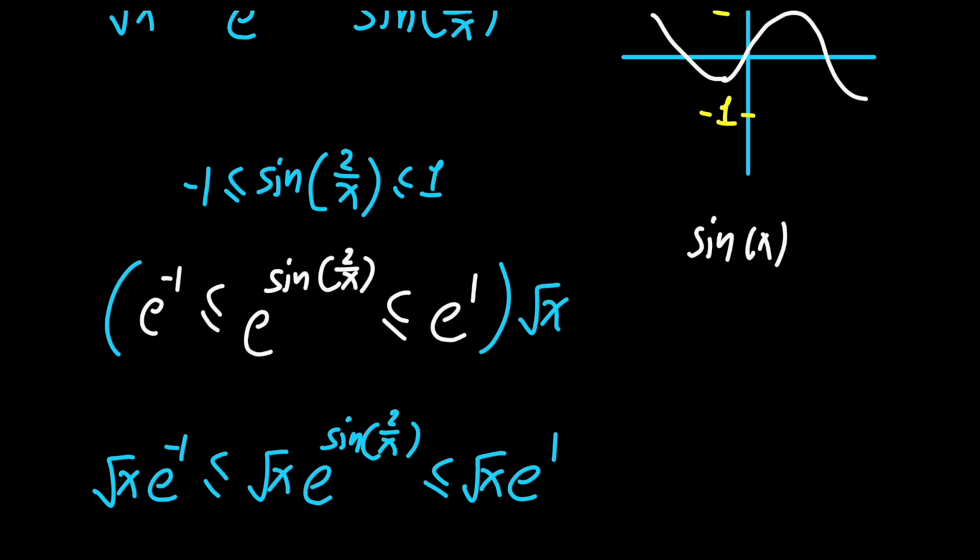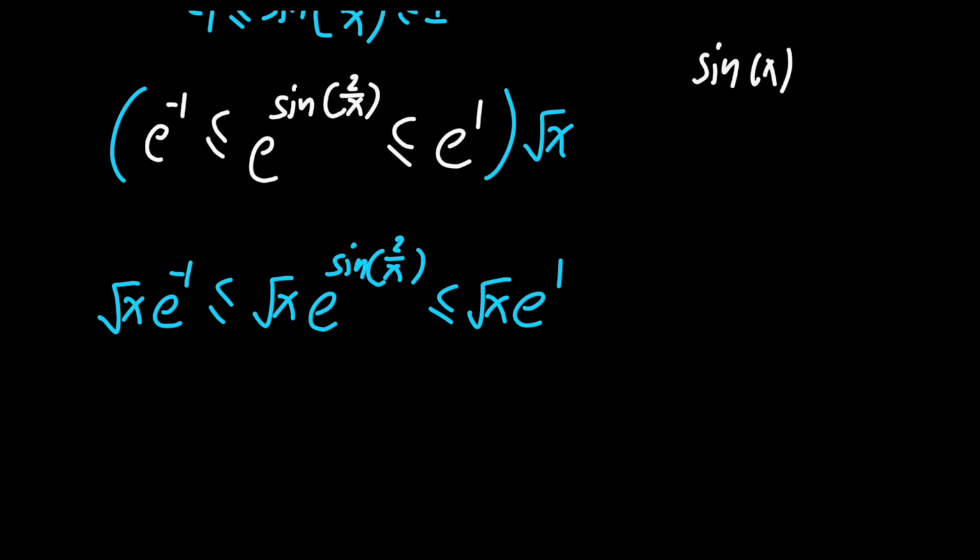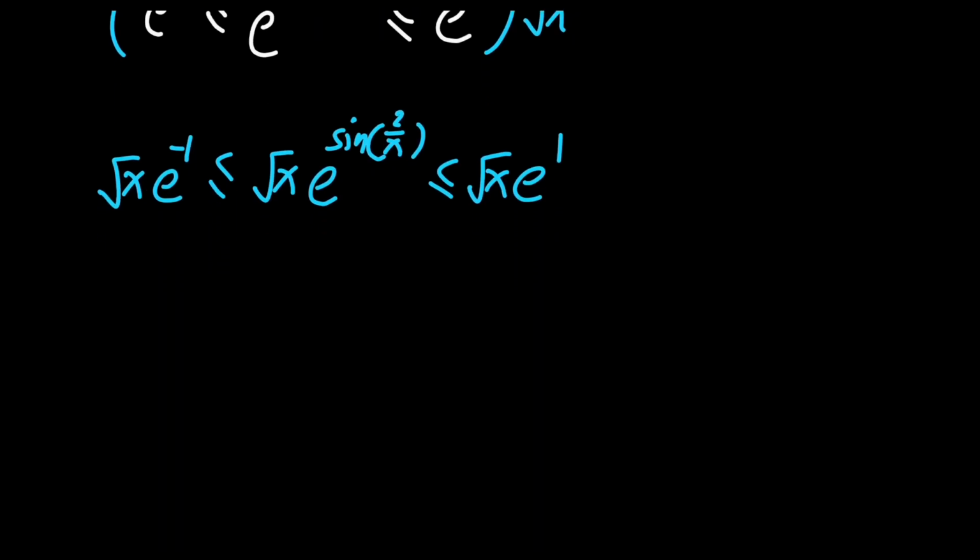Now, since we successfully transformed this middle function, and it looks like the original one, and we have already found these two functions, we can use the squeeze theorem. If the limit of these two functions is equal to a specific value, then we can say that this middle limit will equal that value as well. So, the limit of this function as x approaches 0 from the right-hand side.